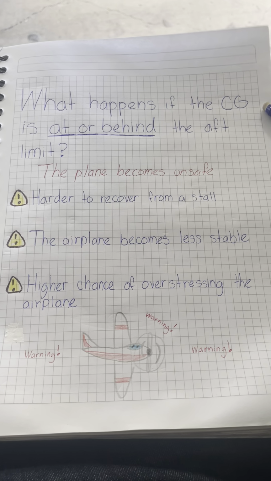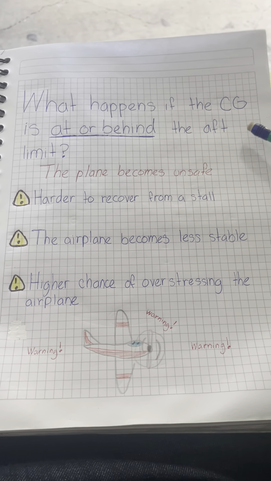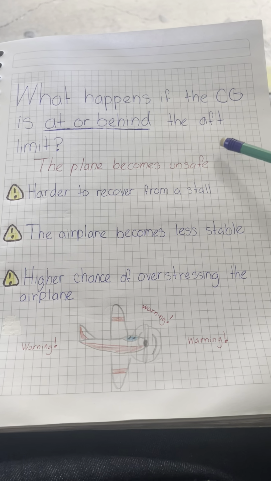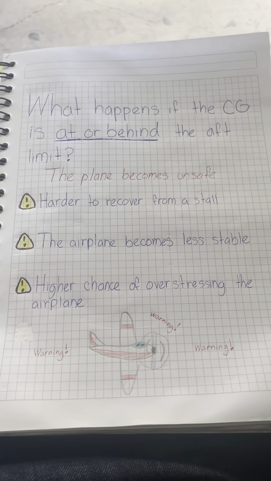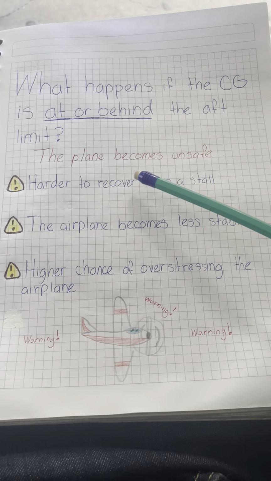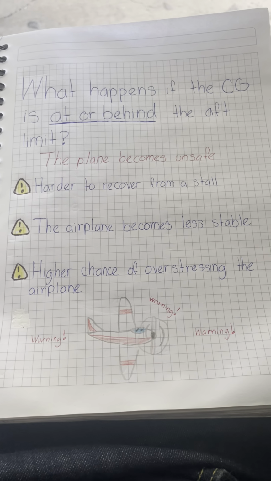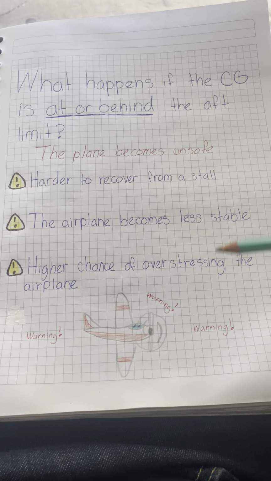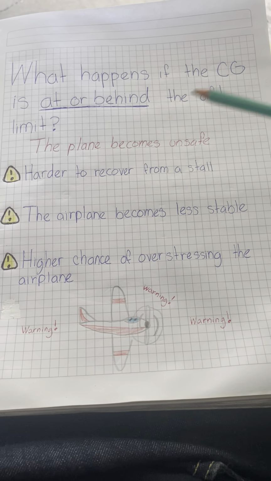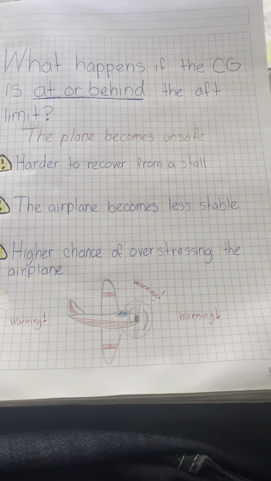What happens if the CG is at or behind the aft limit? What happens if the center of gravity is at or behind the aft limit? The simple answer, you guys know and I know, the plane becomes unsafe. It is not safe to fly. But let's take a look at 3 points on what's going to happen if the CG is at or behind the aft limit, so we can keep this in mind.